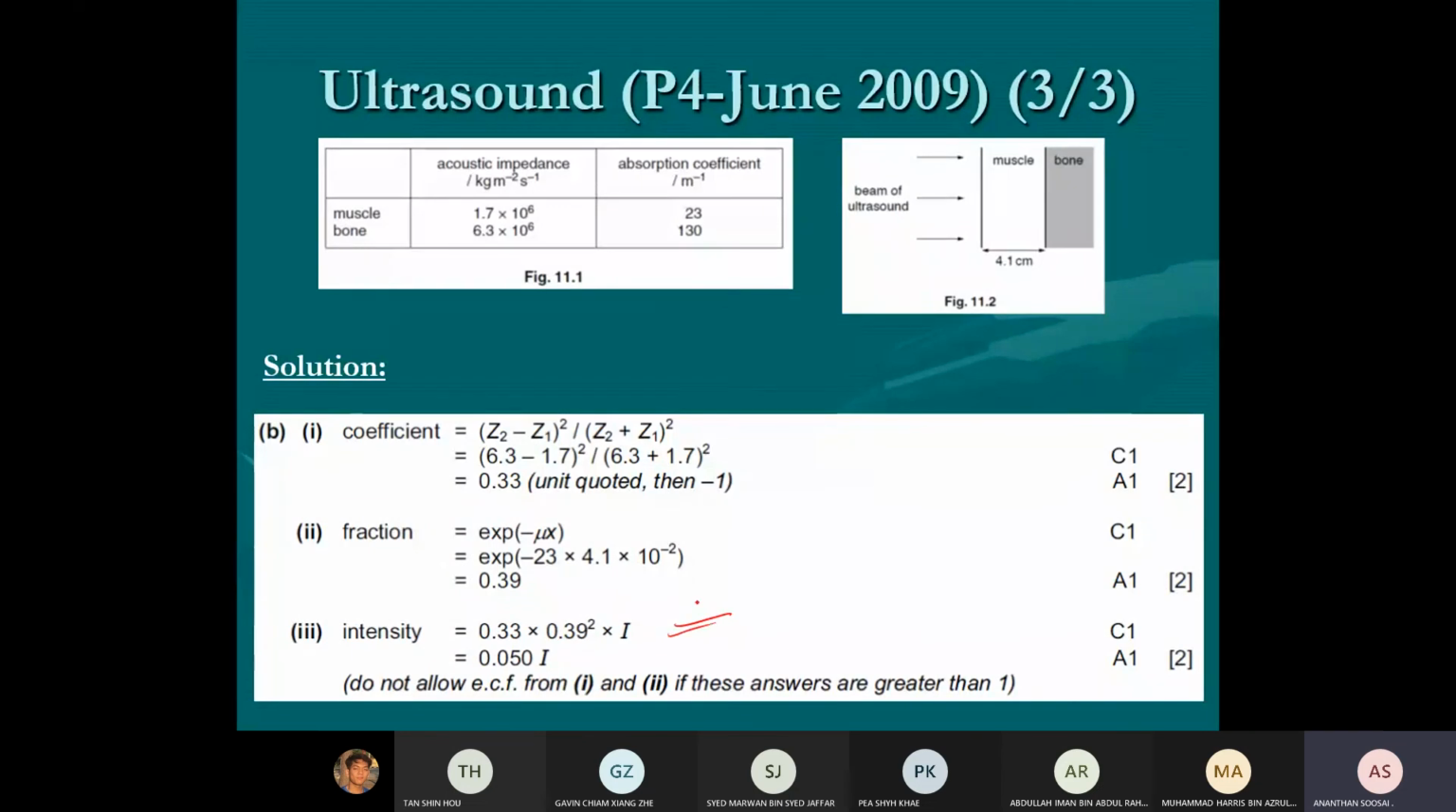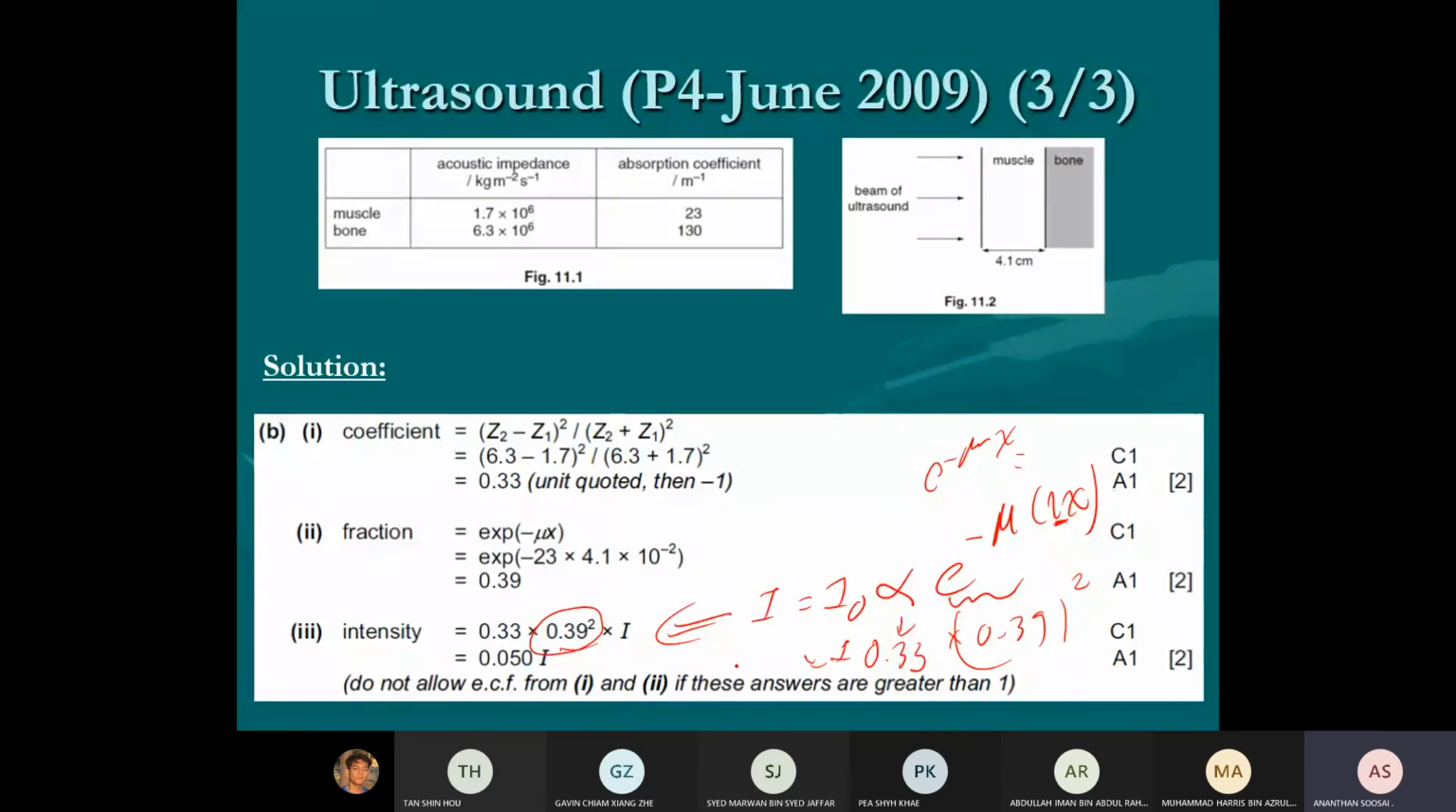Actually, this is your I equals I naught alpha e to the negative mu 2x. Alpha is 0.33. Actually e to the negative mu x is 0.39, so this is 0.39 squared because of the 2. Then you get the answer. This is your I naught, they put as I. Find that final intensity.